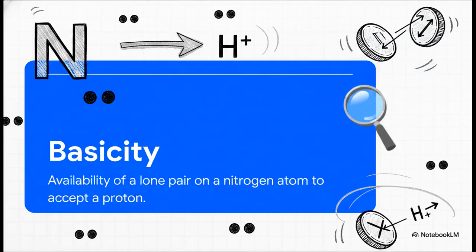Flipping to the other side of the coin, let's look at basicity in nitrogen compounds. Basically, basicity is simply a measure of availability. It depends entirely on how available a lone pair on a nitrogen atom is to literally reach out and accept a passing proton. The more available the lone pair, the stronger the base. Make sense?